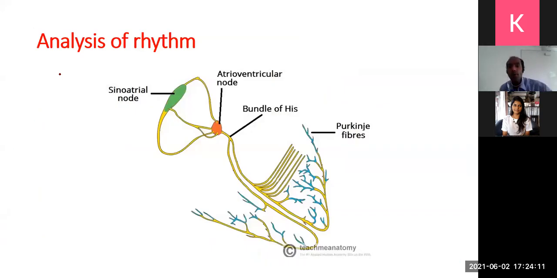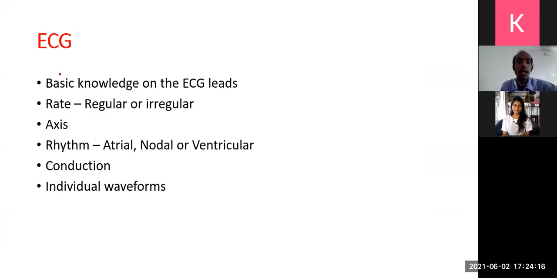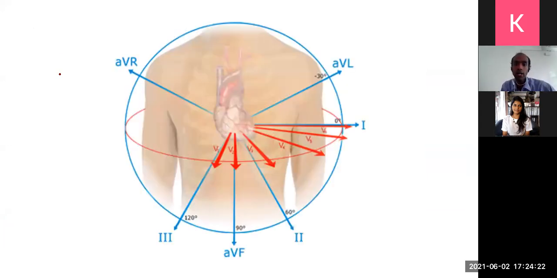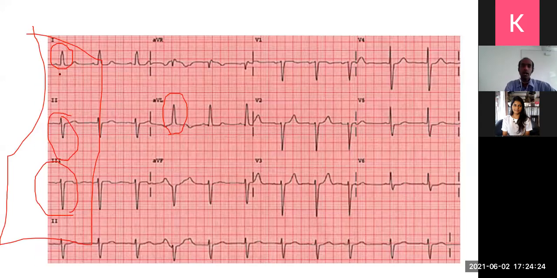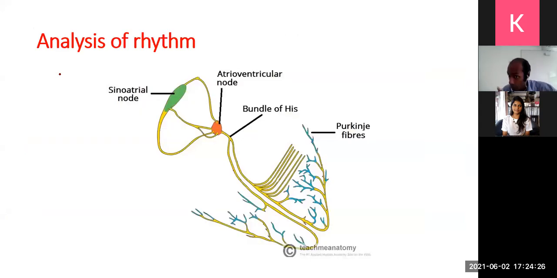Now the next thing to do was obviously rate and axis. I'm not going to talk about rate calculation, which you already know how to do, so I've directly gone into axis. Now we go to probably the most important thing that you have to understand. So be very attentive in this part. Now, rhythm analysis.